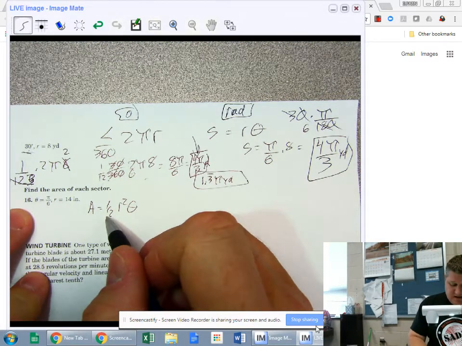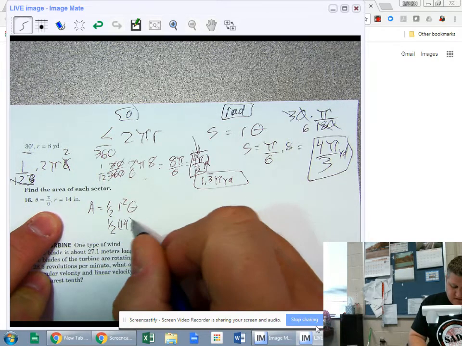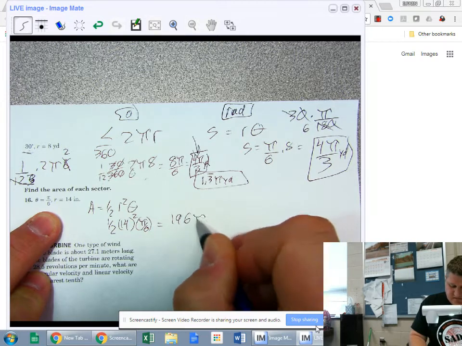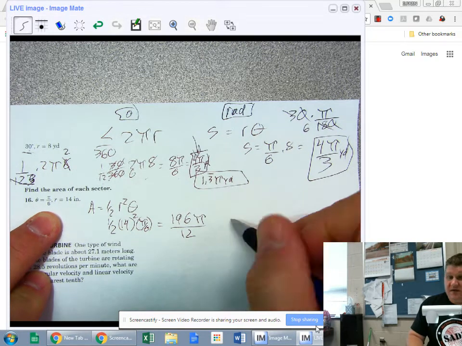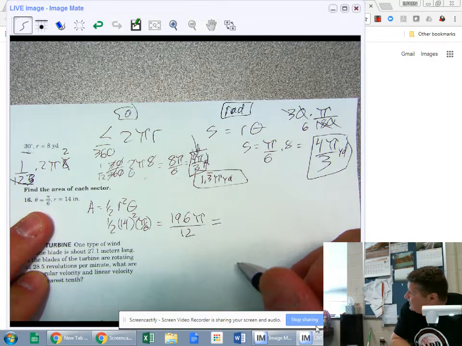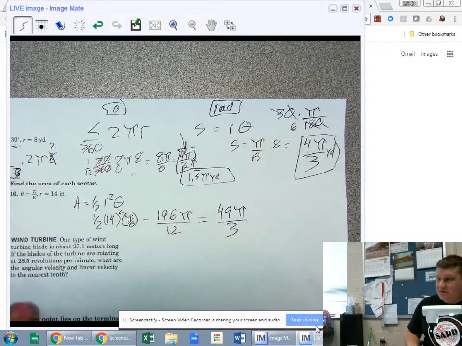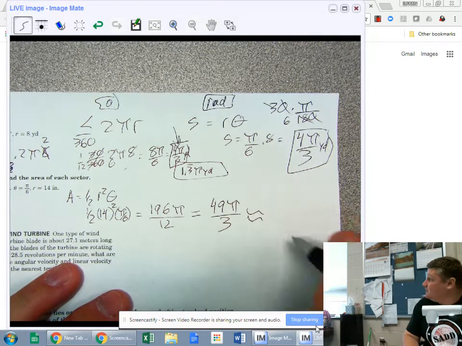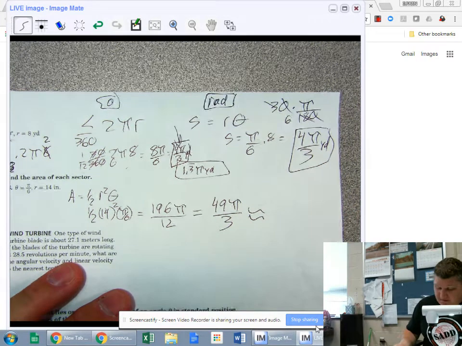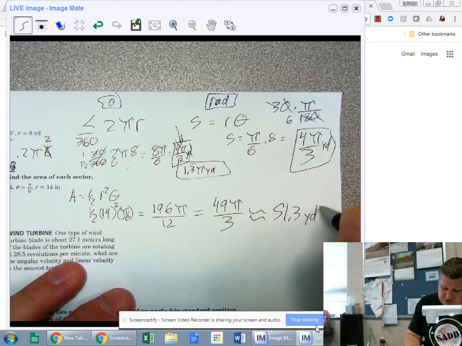Now, area equals, since this is in radians, let's just use 1/2 r squared, what's 14 squared, times pi over 6. So I believe, if I'm not mistaken, that's 196 pi over 12. Is that right? Which gives me what as a fraction? I believe it is 49 pi over 3. Okay, also known as approximately 51 point something. What is it? Okay, 51.3. There you go. And that would be in yards squared.